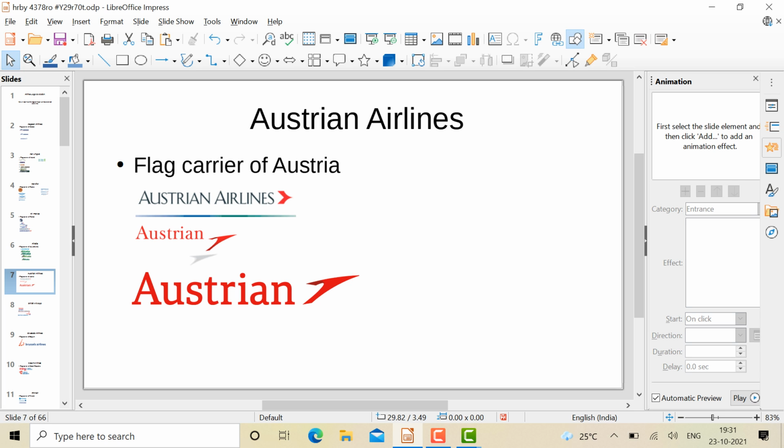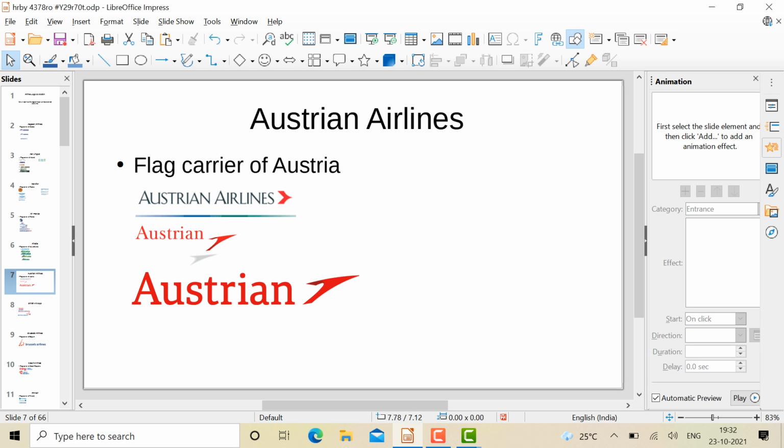After that, we have Austrian Airlines, which is the flag carrier of Austria. The logo hasn't much evolved over time. First, Austrian Airlines was written in capitals, and there was this emblem in the line below it. And then the line was removed, and the word airlines was also removed, and the emblem became a bit changed, while a shadow was also added.